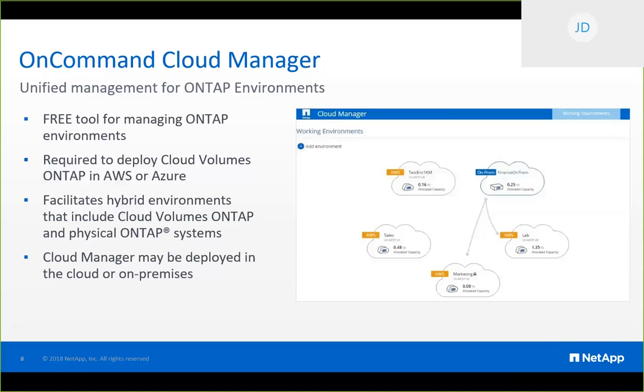Then you can discover your on-premises ONTAP systems, and you can deploy Cloud Volumes ONTAP or discover Cloud Volumes ONTAP systems if you happen to have any already out there. We do go over this in the first session. If anybody missed that, I would recommend going back and taking a listen. Also, a very interesting point, Cloud Manager can be deployed in the cloud in AWS or Azure, or you can actually deploy it on premises if that makes more sense for your needs.